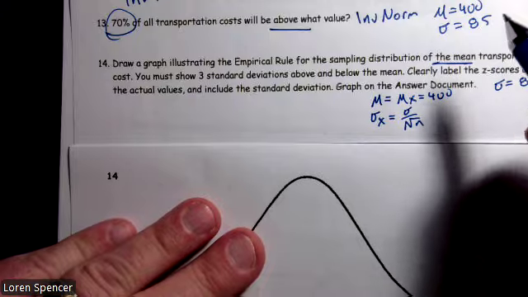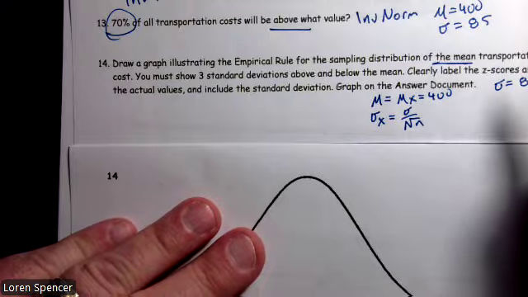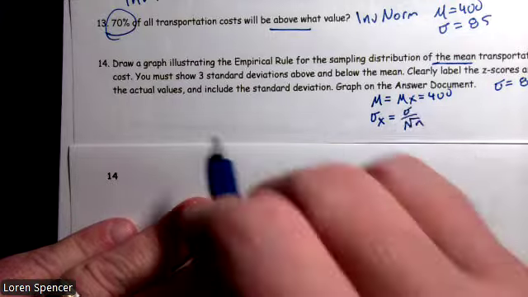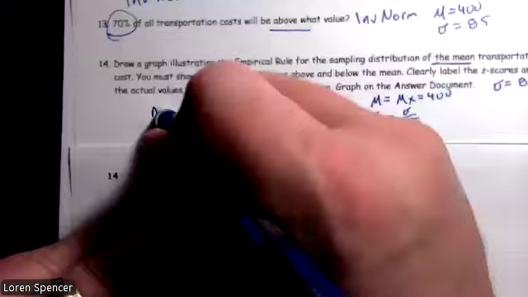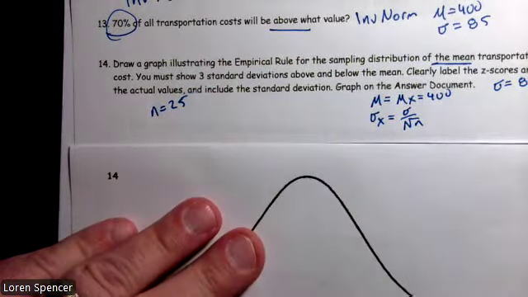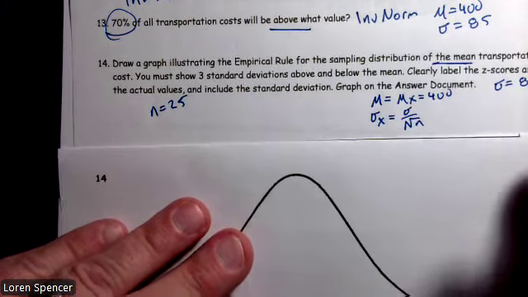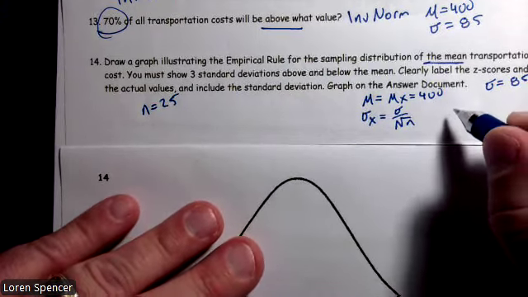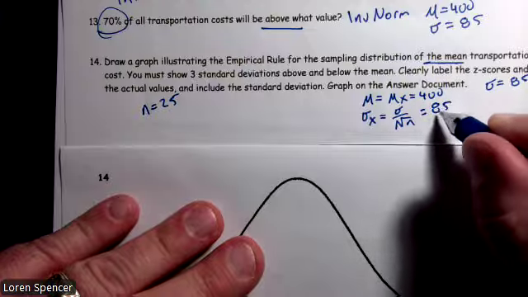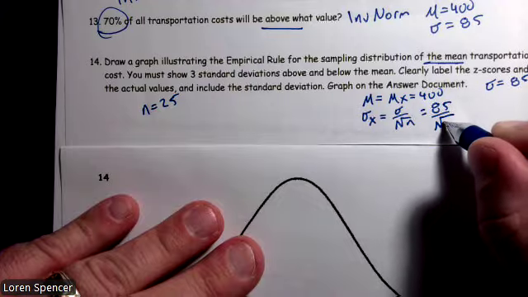Our sample size in this case, we're going to change it. It doesn't say it here. We're going to say that our sample size is 25. We're going to make a sample size of 25. It'll show it on your assignment. So in this case, the standard deviation of X bar will be 85 divided by the square root of 25.